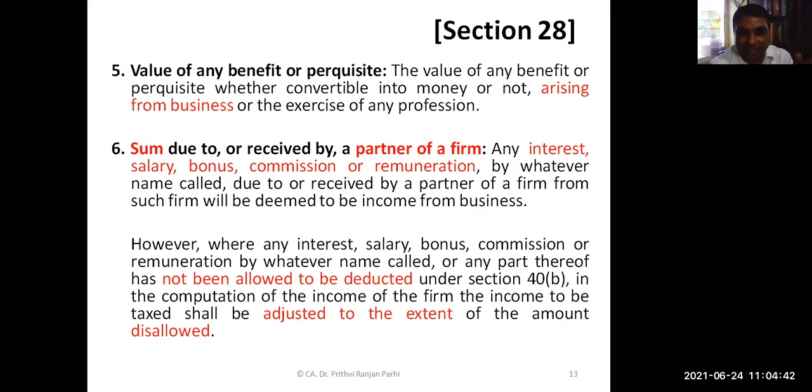Of course, there are exemptions up to a certain limit. But that remuneration, suppose the partner is receiving salary from the firm, will not be taxed under the head salary. We have already understood this earlier also. So this will be taxable under the head PGBP, that is profit and gains of business or profession. So interest, salary, bonus, commission received by the partner of the firm shall also be taxable as business income under the head PGBP.